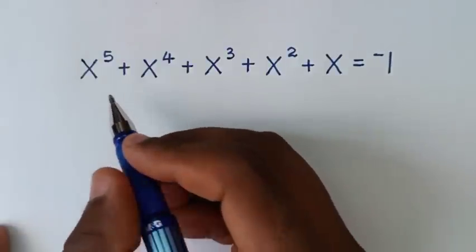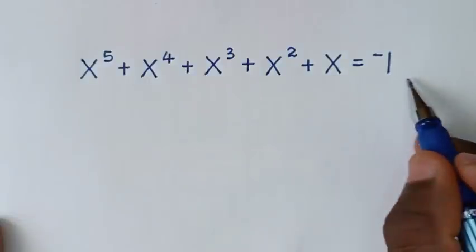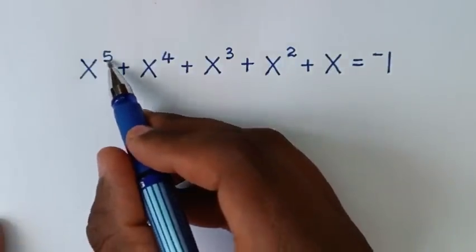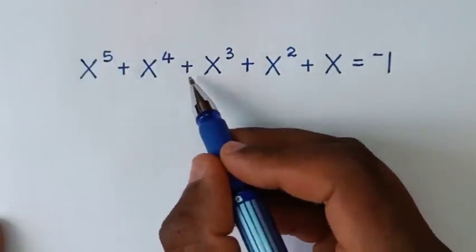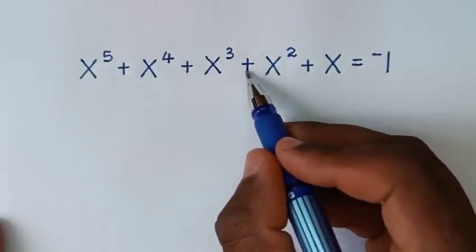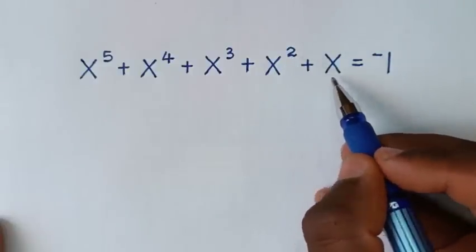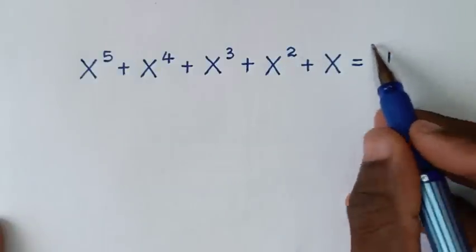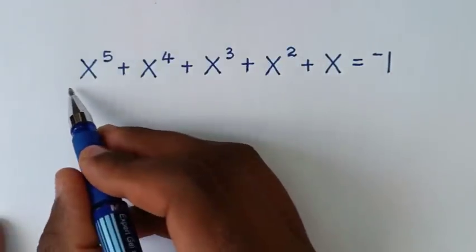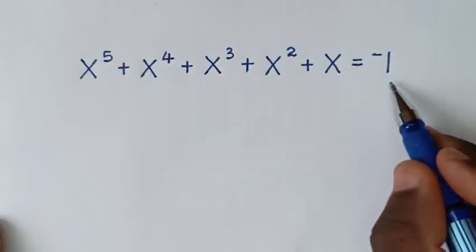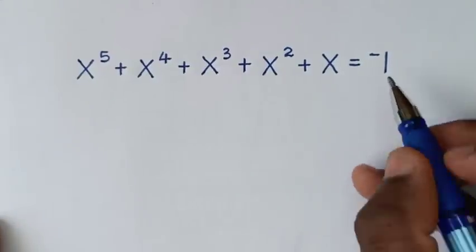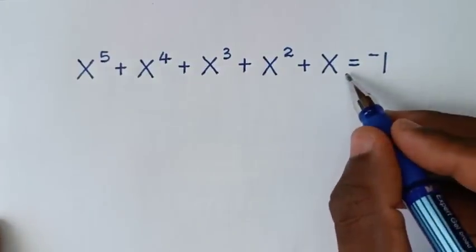Hello, you are welcome to solve this math problem, which is x^5 + x^4 + x^3 + x^2 + x = -1, to find the values of x from this equation. Now, in the first step, we'll take this -1 to the left side.